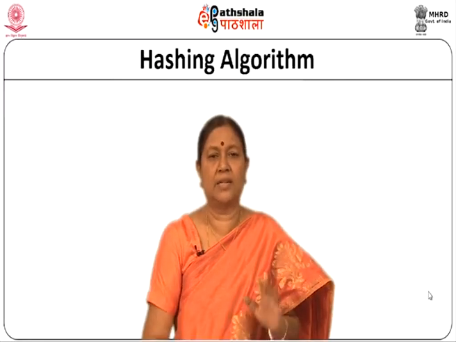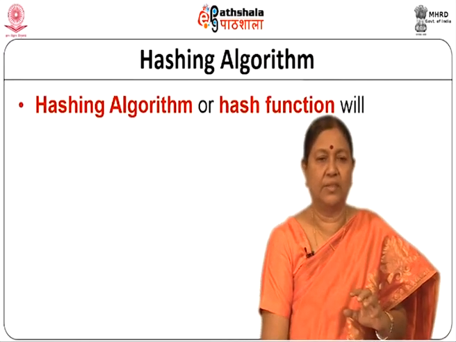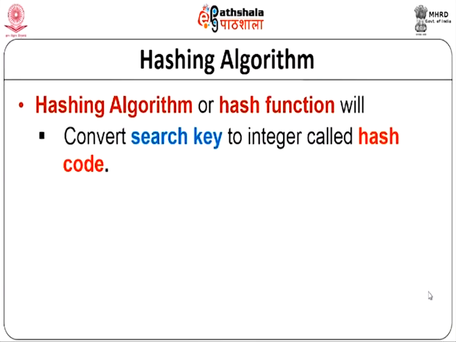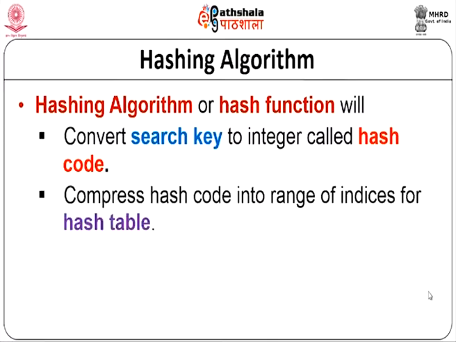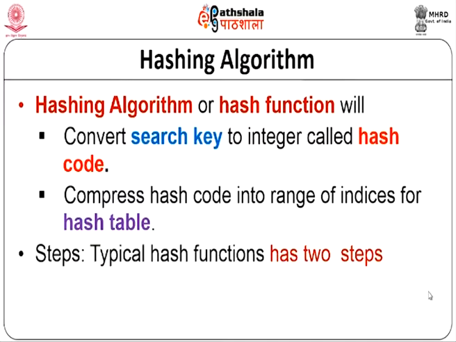Let us look at the hashing algorithm. What will the hash function do? It converts a search key to an integer called the hash code. We are now dividing the hash function into two parts. You convert the search key, which is the key associated with the object, to an integer, to find a slot number in the table, called the hash code, and then compress the hash code into a range of indices for the hash table. So, you are trying to find a function h which gives you integers, and that hash code has to be mapped or compressed into a range of indices for the hash table. That is what we are doing in the hashing algorithm. So, two parts: hash code and compression code. The typical hash function has two steps.